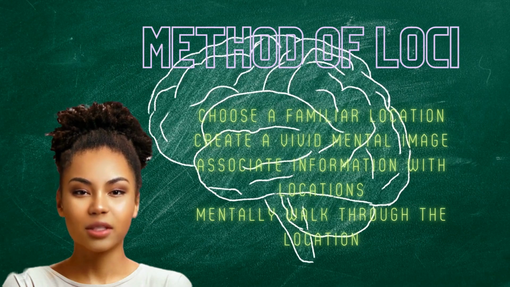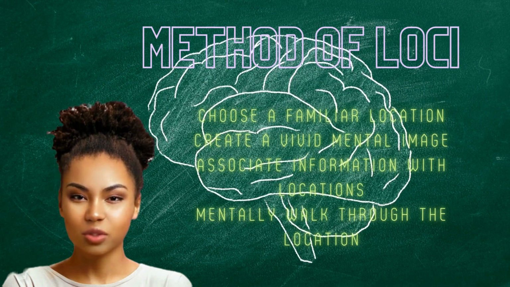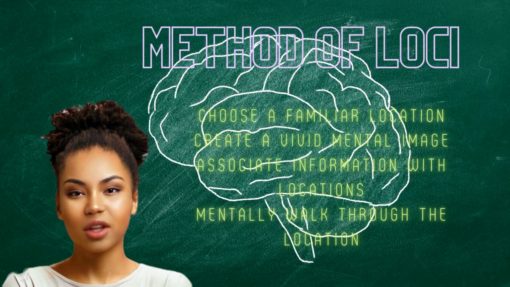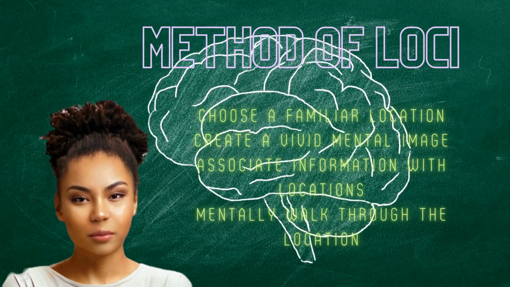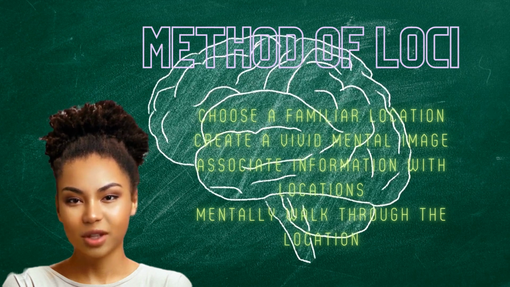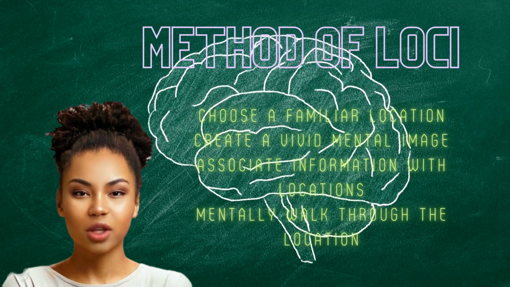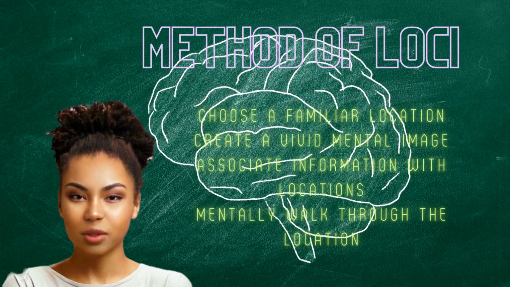The idea behind the method of loci is that our brains tend to remember visual and spatial information more easily. By linking the information we want to remember to specific locations or visual cues, we can create a mental map that helps us recall the information later.